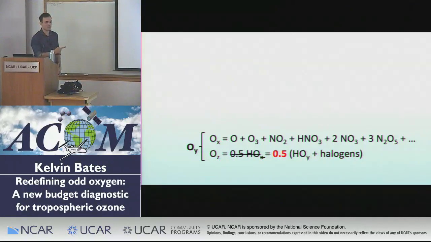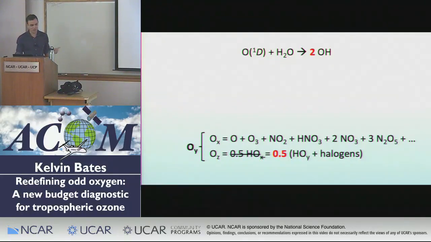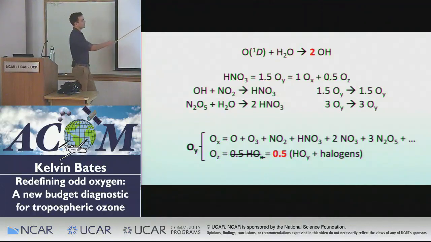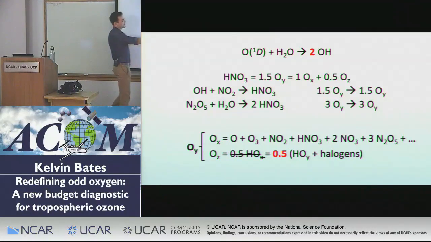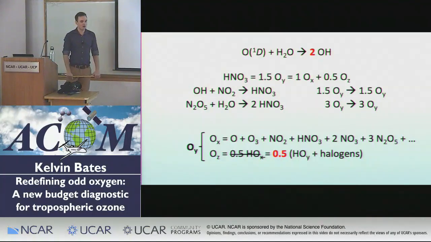I should also draw attention to this 0.5 here. That comes from this main reaction that we were talking about earlier of O singlet D with water to produce OH. It's one O singlet D producing two OHs, so to balance it, you need that 0.5. And all of the other coefficients on those species just kind of fall out from that. One little perk that we get from this definition is that nitric acid now balances in all of its production reactions, because this one now has OH in it, which we now give 0.5 equivalents of OZ. So if your nitric acid counts as 1.5 equivalents of OY, then both of these reactions balance OY.